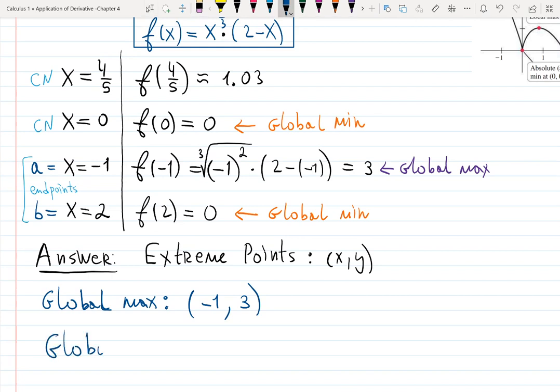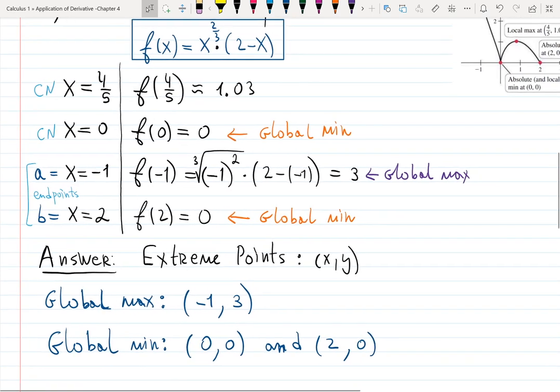And we have 2 global minimums. First global minimum happens at 0, and the output is 0. And the second one is shifted to 2. So x is 2. And what is the output? It makes sense that it's the same 0, because that should be the case since this is global minimum.